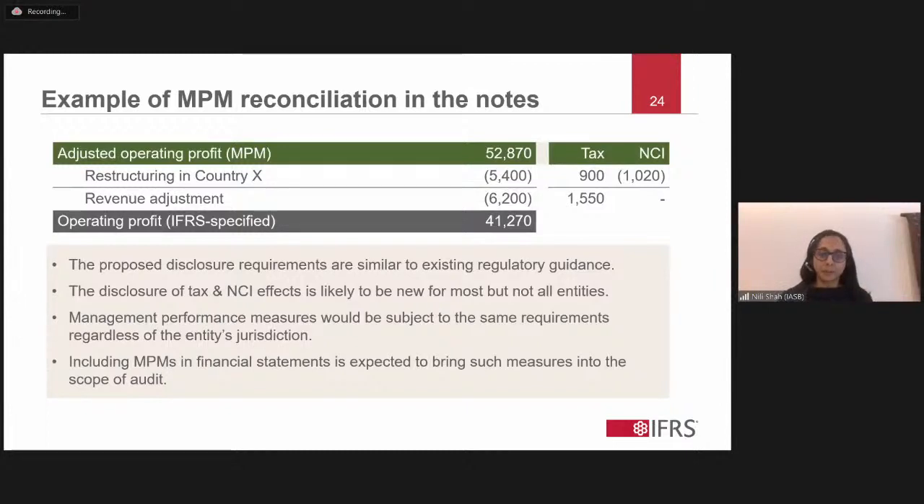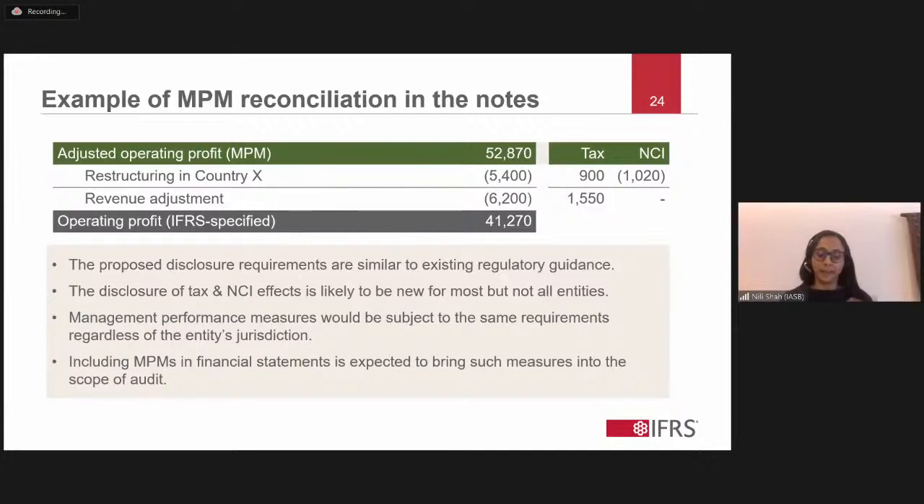Now, many of these disclosures are actually similar to what regulators already require in some jurisdictions. The difference, though, is that currently different regulators require different things. So the idea here is that we'll get some comparability on a global basis. And the disclosures, as you can see, include a reconciliation to an IFRS specified measure.